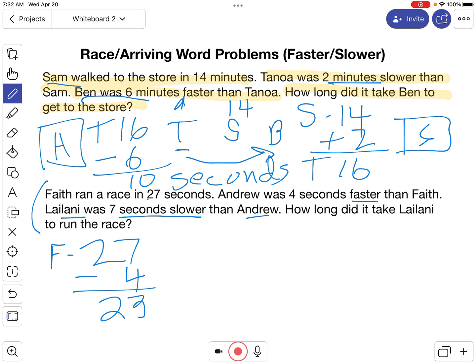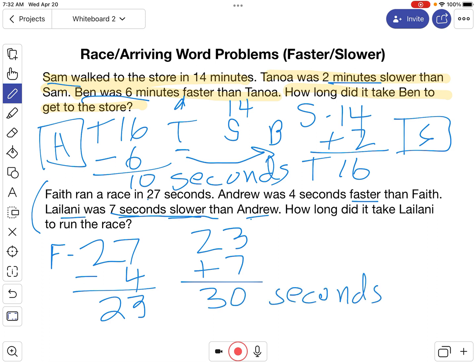And then Leilani was 7 seconds slower than Andrew. Slower is worse. It's longer, and so it needs to have a higher number. So I'm going to take 23 and add 7 to get a slower time of 30 seconds. And that's how you do those kinds of problems.